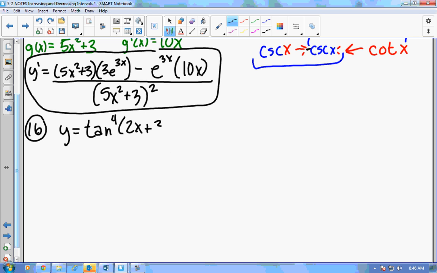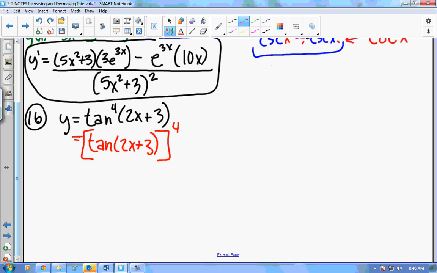You can do product rule galore on this, but there's an easier way to do it. Number 16. Remember, this 4 means we have 4 tangents of 2x plus 3. So you can make it into a polynomial. That's the trick. You've got to make it into a polynomial. Notice I'm bringing down my equal sign so I have equivalent statements.